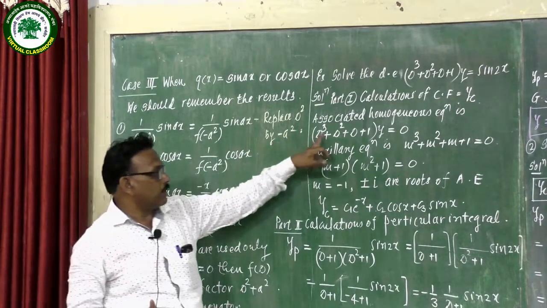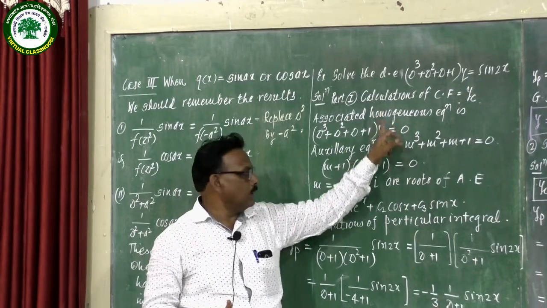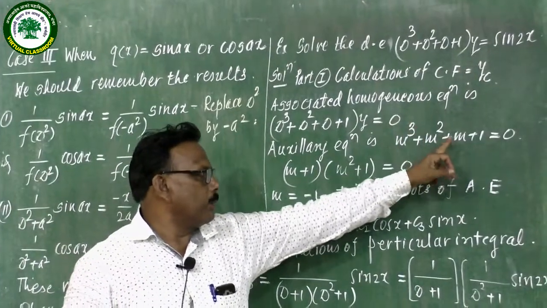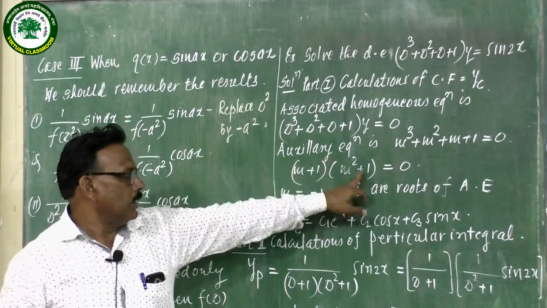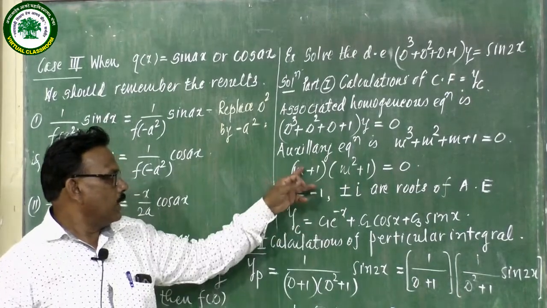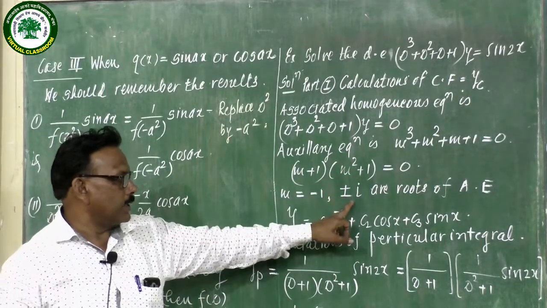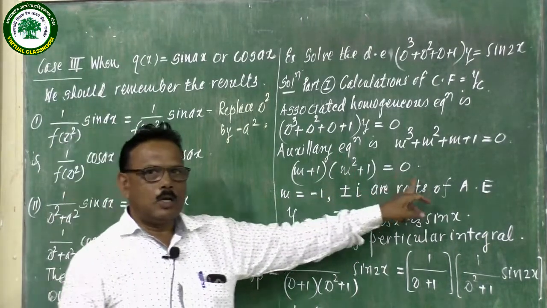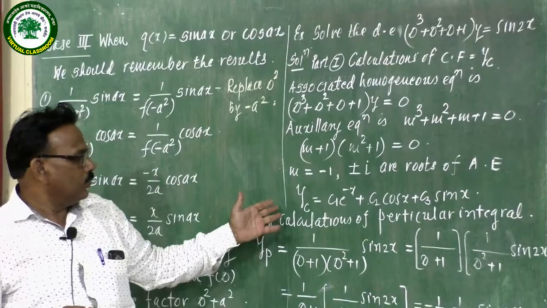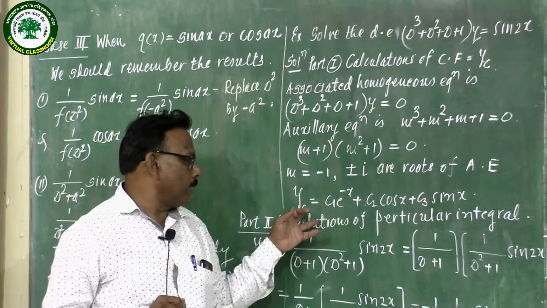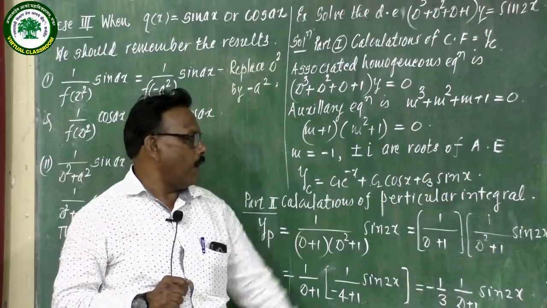Write the auxiliary equation of the given differential equation, which is m cube plus m square plus m plus 1, which will be factorized as (m plus 1)(m square plus 1) equal to 0. m is equal to minus 1 is the first root and m square plus 1 gives plus minus i, that is complex roots. These are the roots of the auxiliary equation. After calculating these roots, you write the complementary function as c1 e raised to minus x plus c2 cos of x plus c3 sin of x.